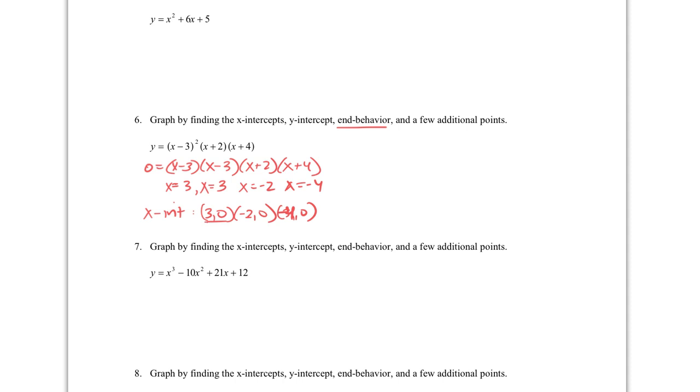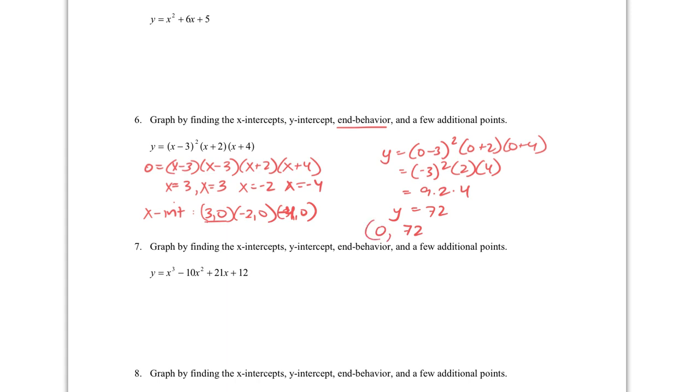For now, I think I would leave it at that. I could find my y-intercepts by setting all my x's equal to 0. So 0 minus 3 squared, 0 plus 2, 0 plus 4. So this is negative 3 squared times 2 times 4. This is 9 times 2 times 4, 72. So my y-intercept is (0, 72).